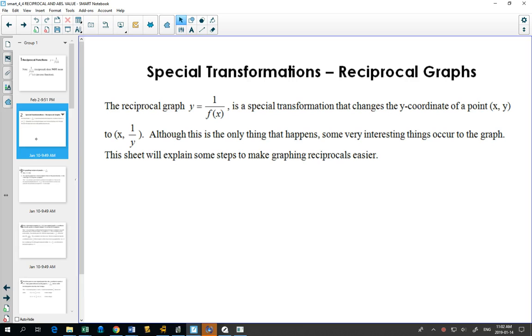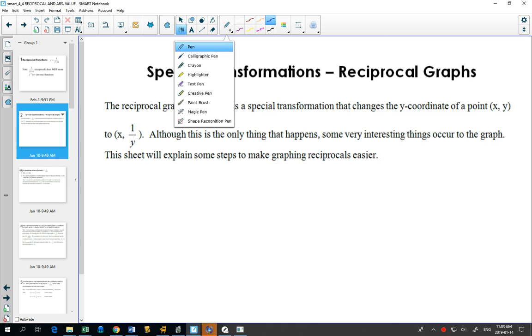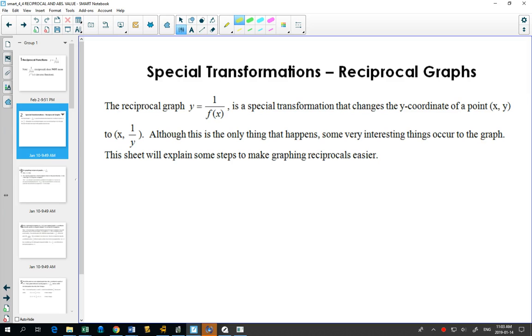What we're going to look at right now is what happens when we try to graph 1 over f of x, where f of x can be any graph. And if you want the 5-second version of this lesson, the only thing that happens is a point on your original graph, x comma y, changes to 1 over y.